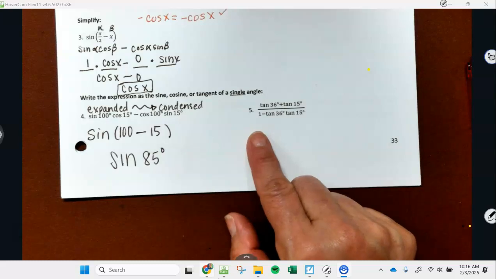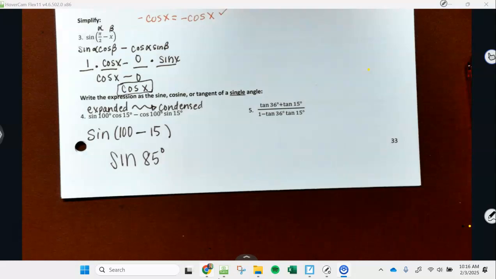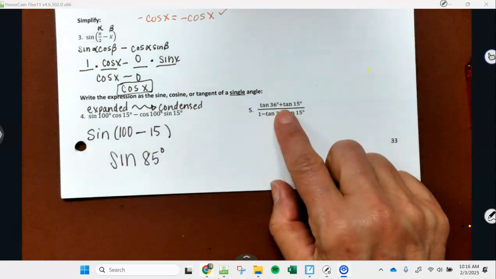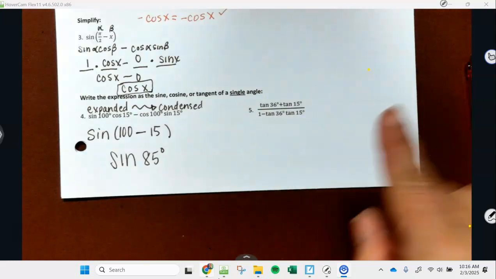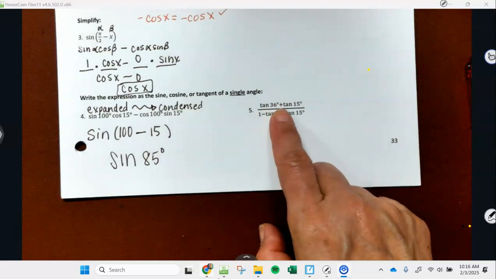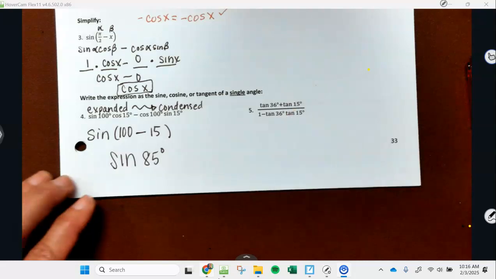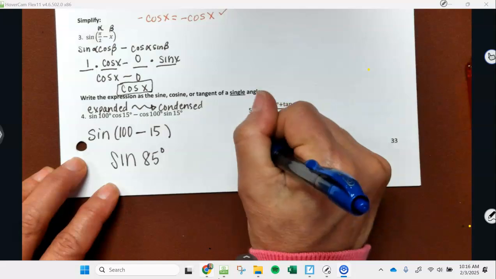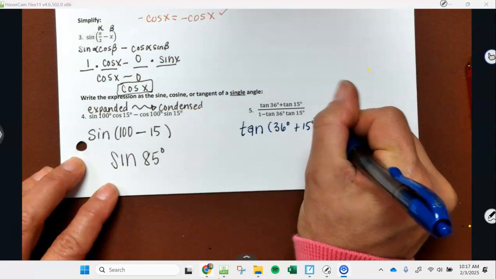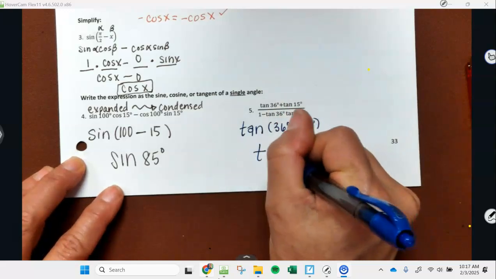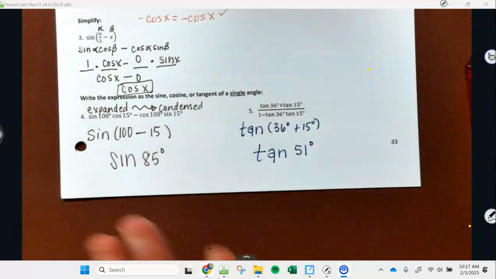If you look at number 5, it's also in degrees. Number 5 deals with tangent, so I know it's going to be row 3. If you look at the numerator, it's going to tell you whether it's a sum or a difference. It is for sure a sum identity because it's being added. Y'all, alpha is 36, beta is 15. So for this one, it is going to be tangent of 36 degrees plus 15 degrees. So the single angle is going to be just 51 degrees. That's it.